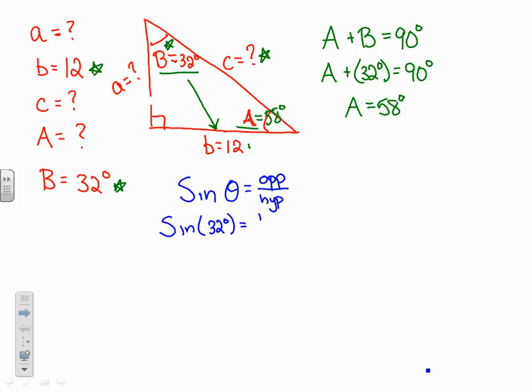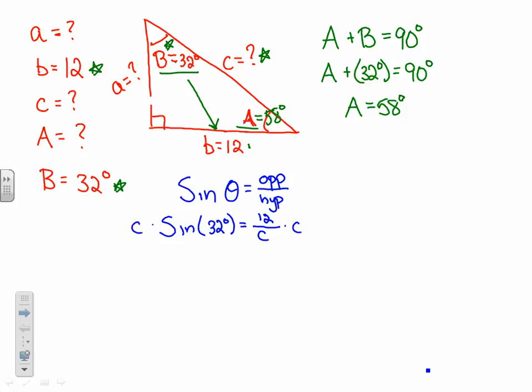And if side B is my opposite side, and it has a value of 12, I'm going to substitute that for the opposite side. And the hypotenuse is C, that's my unknown, all right? So essentially, this is just like one of the first three examples that we did, where we used sine, cosine, and tangent to solve for a missing side.